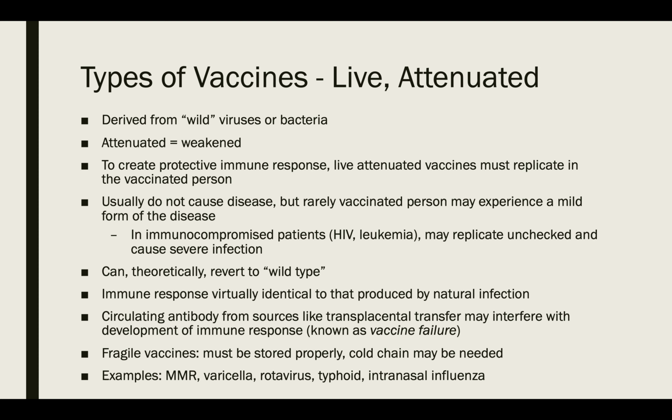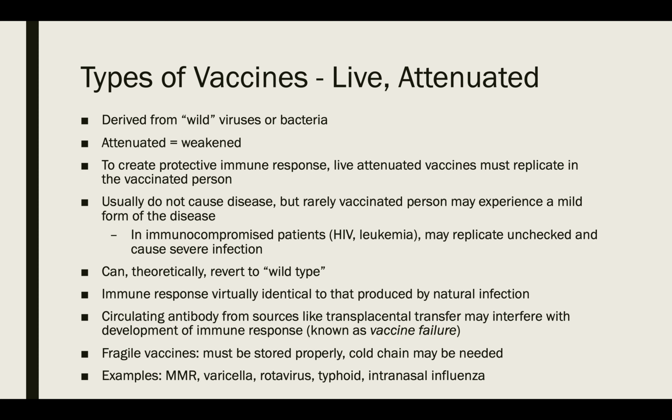For a live attenuated vaccine to create a protective immune response, it must replicate in the vaccinated person. If you get the chickenpox vaccine, for example, varicella, it's a live attenuated virus. So it's a weakened virus. It's not going to cause chickenpox, but it is going to replicate in your body, and that gives your immune system something to attack.